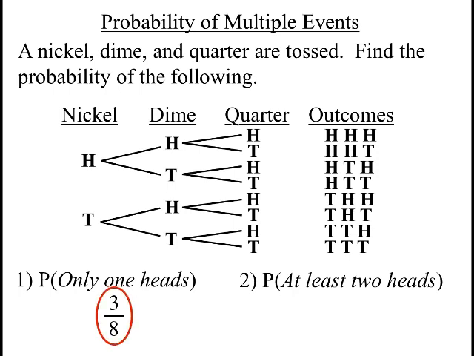Now, getting at least 2 heads. So this one would count, this one has 2. The next one, no. This one has 2, and it looks like that's it. So that's 4 out of 8, which reduces to 1/2.